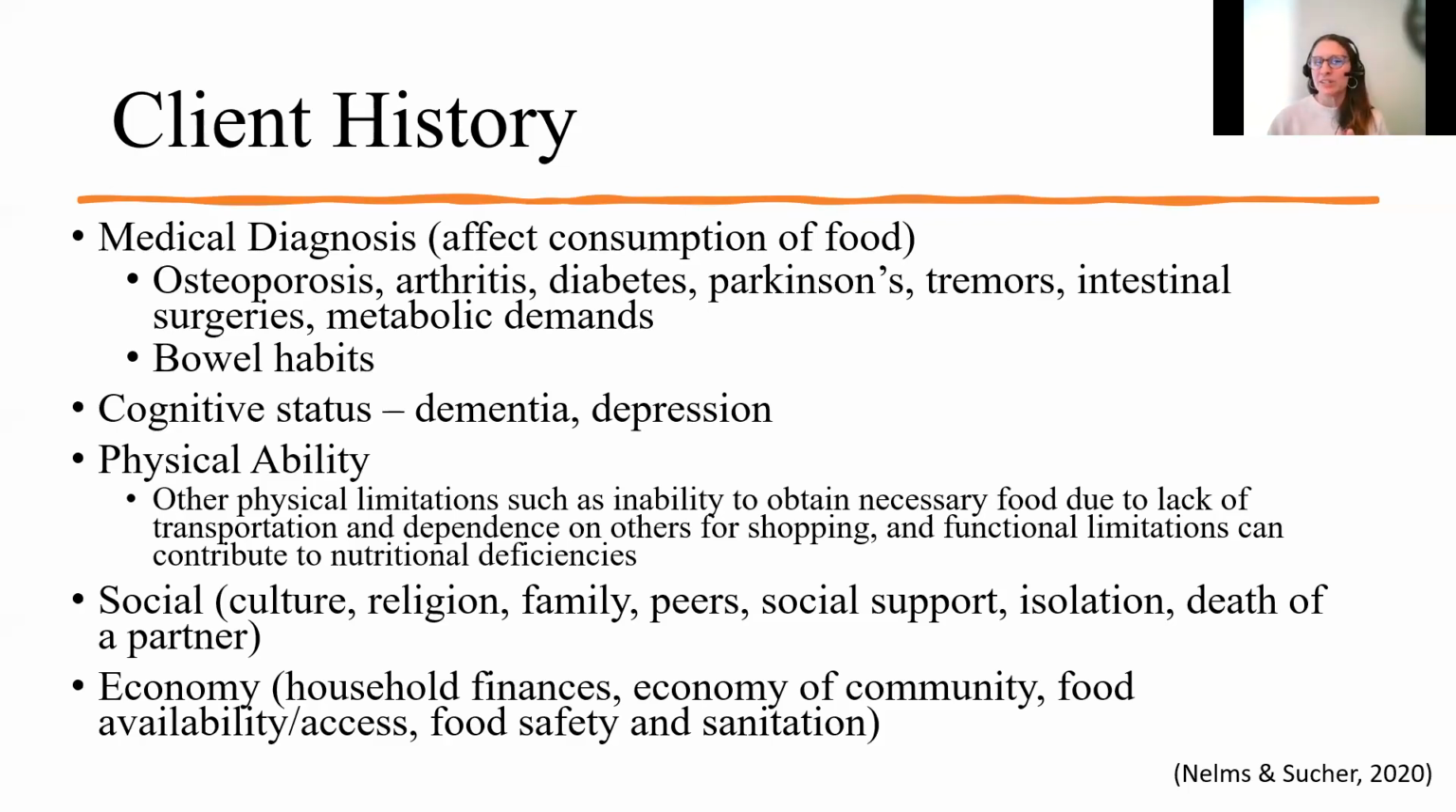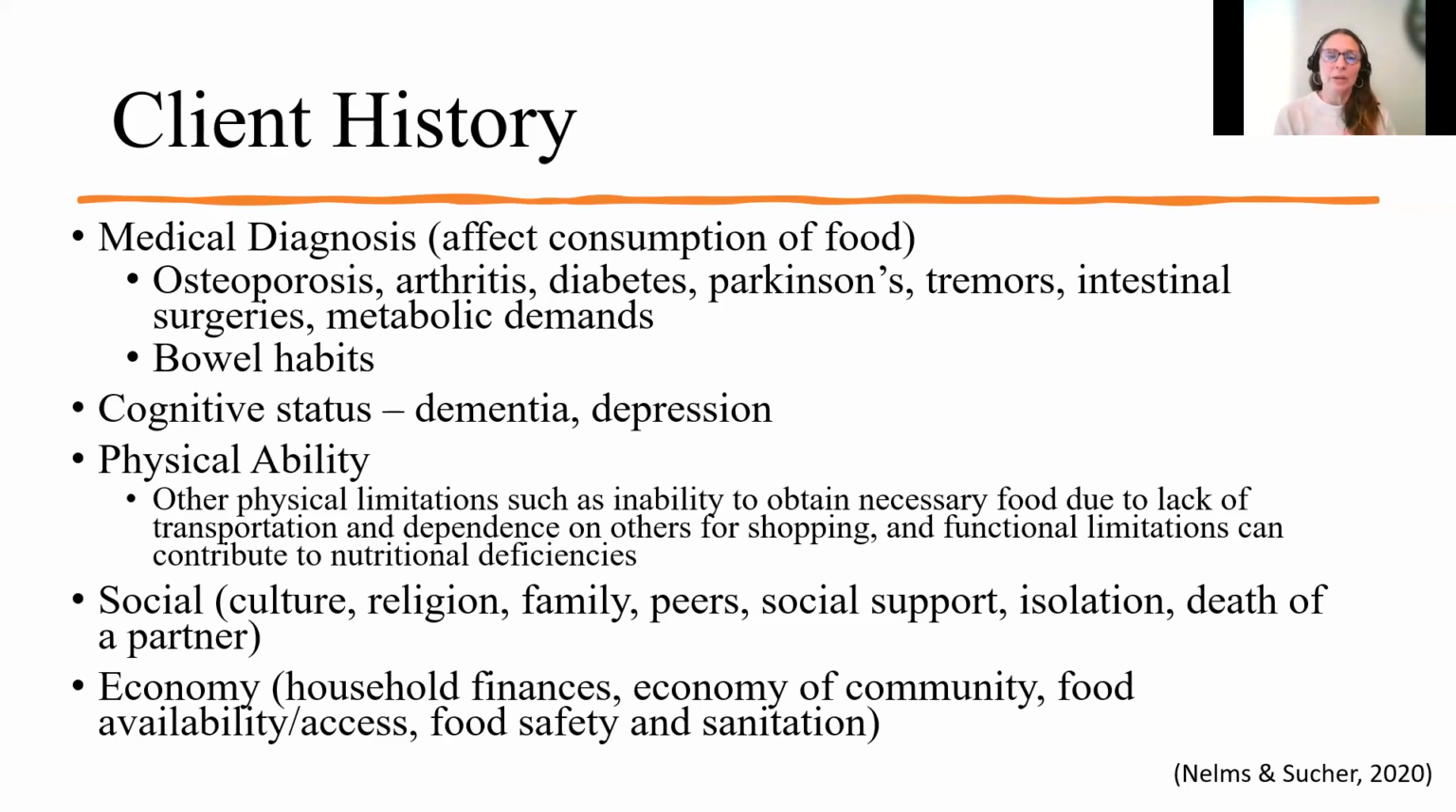Diabetes, Parkinson's disease, and tremors can really increase someone's calorie needs, but also affect dexterity, the ability to actually grasp and hold silverware, pick up the food and bring it to our mouth. Intestinal surgeries: if there are any parts of the intestinal tract that are not working due to some type of disease, then the patient may be more likely to have vitamin and mineral absorption problems if they're missing parts of their bowel. And then metabolic demands just naturally decrease with time, but may increase based on the medical conditions that the patient has.